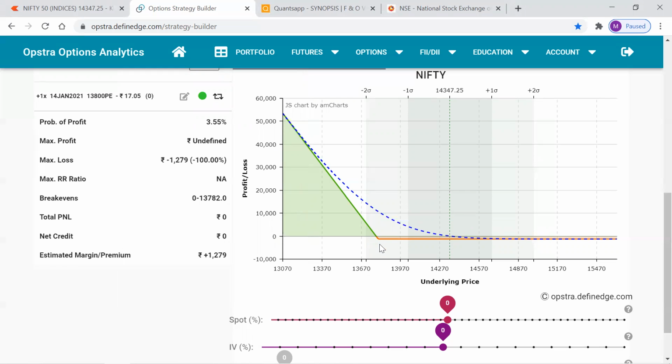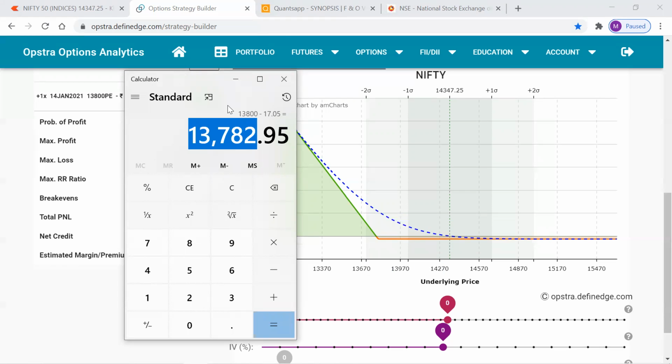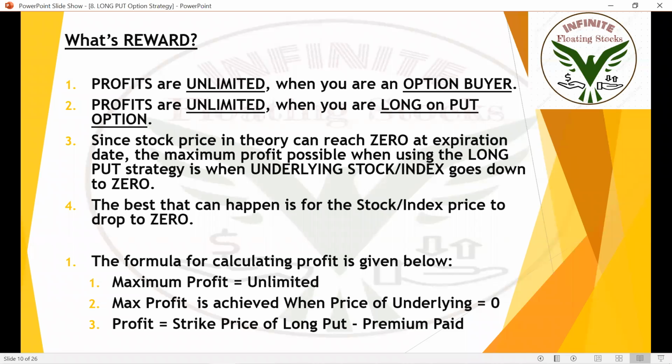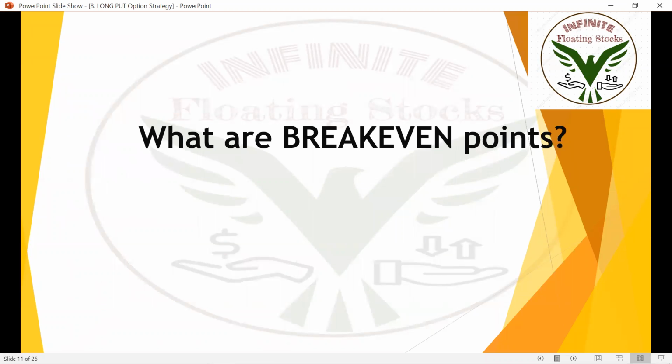Okay, all right, let's get on to slides. So profit is unlimited. This is done, and profit happens when strike price of long put minus... You need to calculate. If you're lazy to calculate, just get on to Opstra and analyze. You'll understand. What are break-even points? I already explained. A break-even point is a point where you get nothing. You will end up at zero.